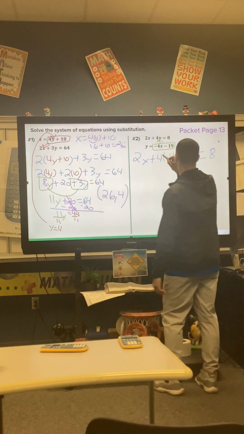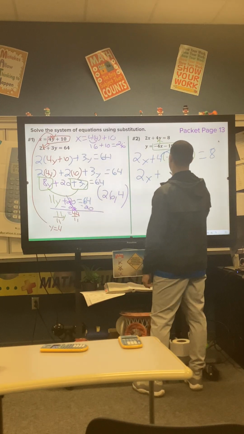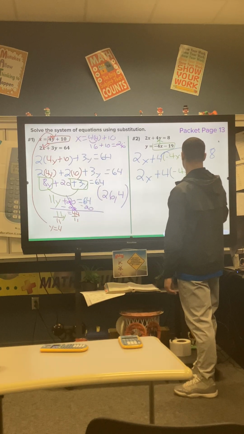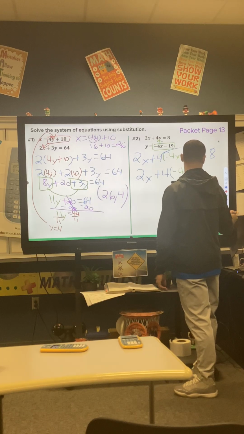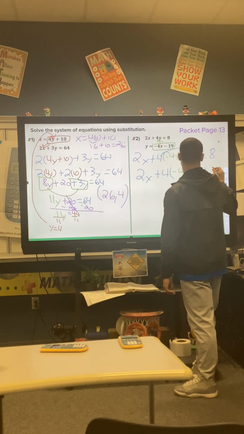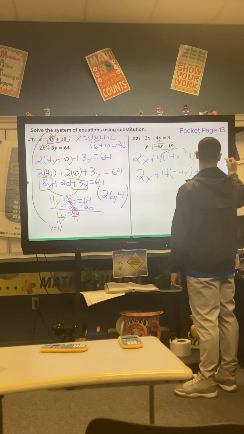So now I'm going to distribute. So I'm still going to have my positive 2x. Now I'm taking 4 and multiplying it by a negative 4x. I'm taking my 4 and then multiplying it by negative 19. And I'm still setting that equal to 8.